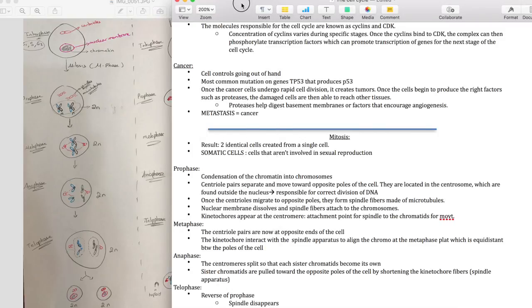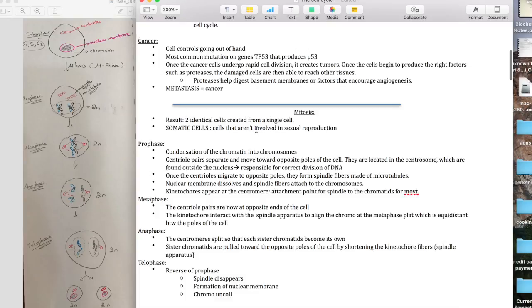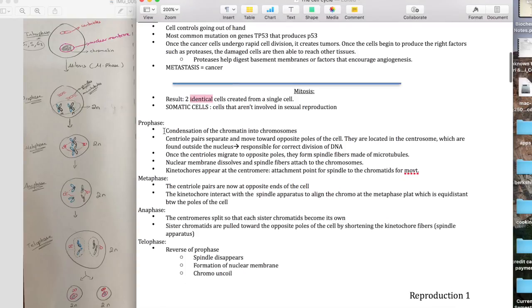All right, first we're going to talk about mitosis, right? Mitosis results in two identical cells created by a single cell. So this is a single cell that ended up with two identical cells. Identical, keyword identical, somatic cells that are not involved in sexual reproduction. All right, that's about prophase, right? And this is prophase. So this is how it looks like in interphase, right? G1, S phase, and G2.